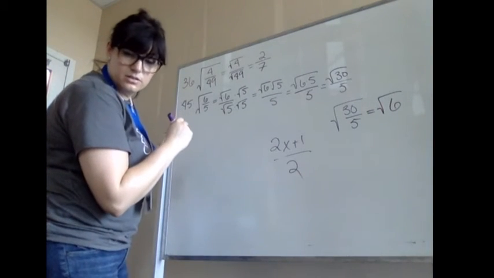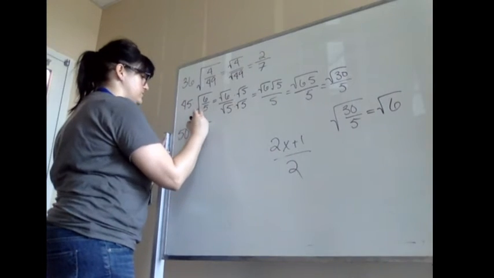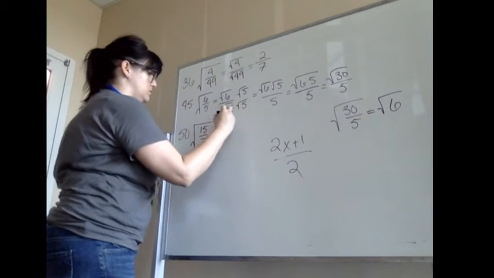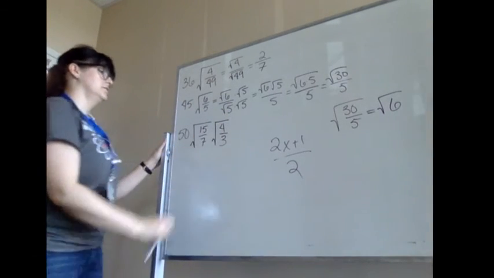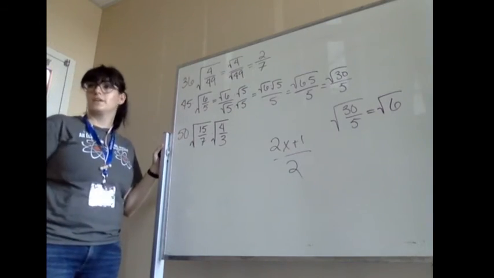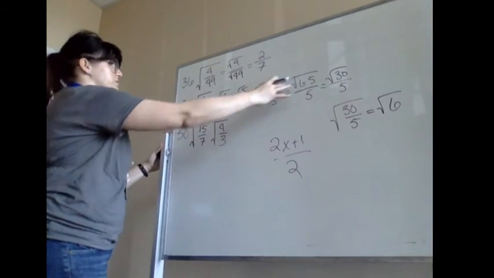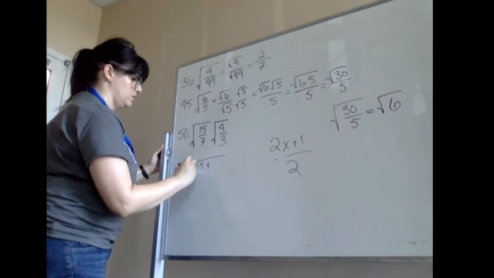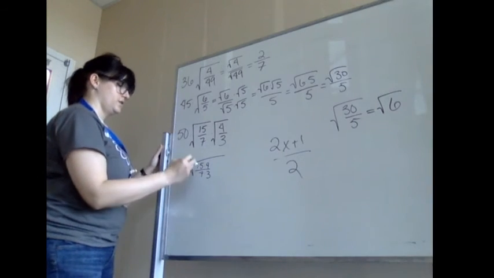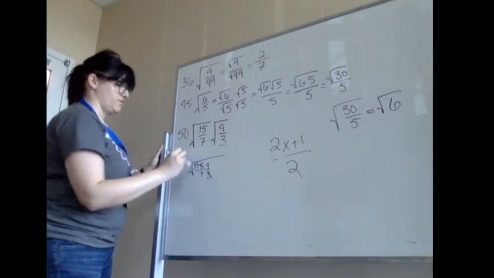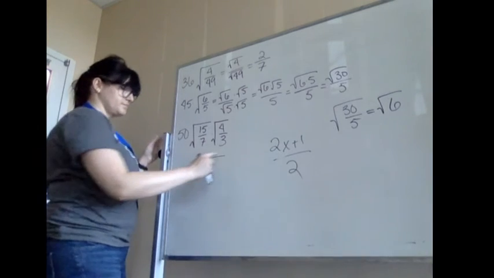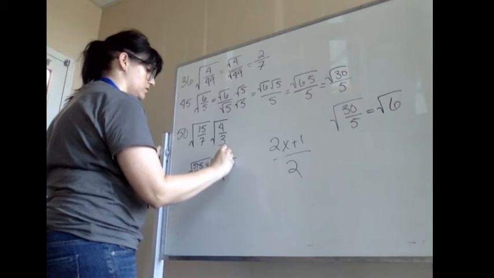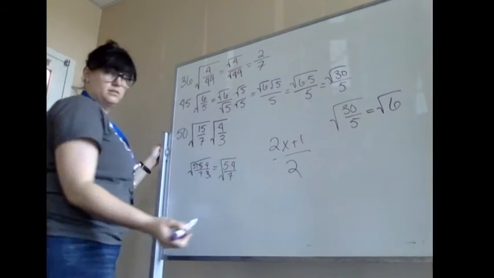All right, and then like say number 50. You have the square root of 15 over 7 times the square root of 4 over 3. Now, I can bring them under the same radical just like I did here. The square root of 15 times 4 over 7 times 3. Then I can cancel these out and get 5 right there. So now I have the square root of 5 times 4 over the square root of 7.